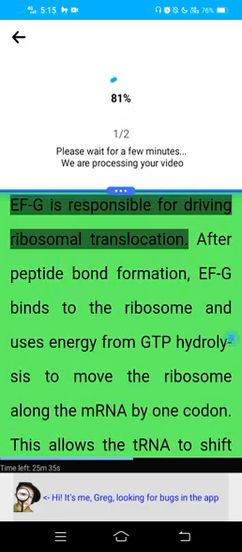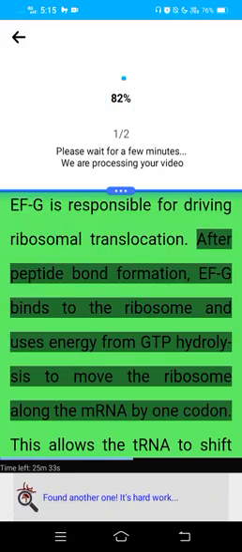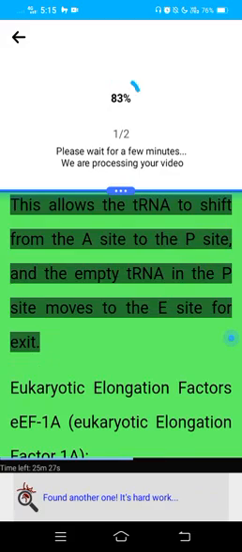EF-G, elongation factor G. EF-G is responsible for driving ribosomal translocation. After peptide bond formation, EF-G binds to the ribosome and uses energy from GTP hydrolysis to move the ribosome along the mRNA by 1 codon. This allows the tRNA to shift from the A site to the P site, and the empty tRNA in the P site moves to the E site for exit.